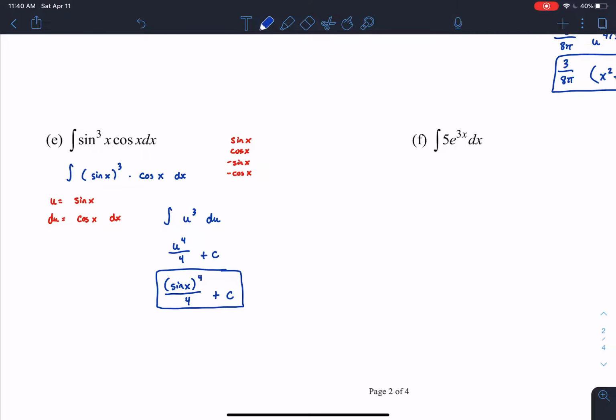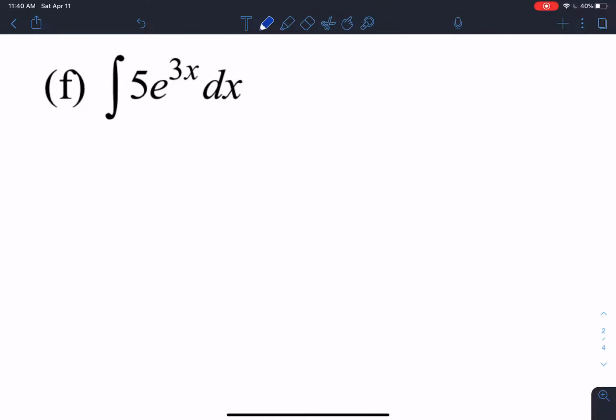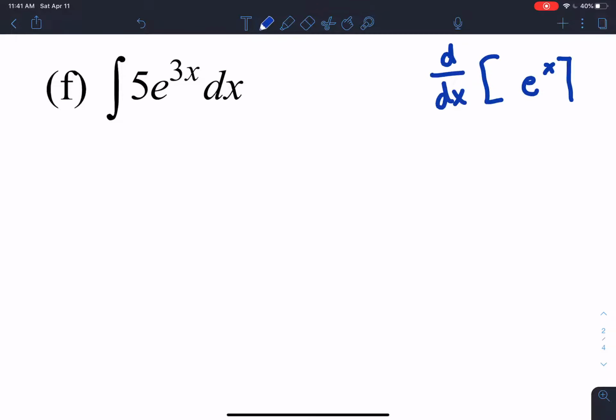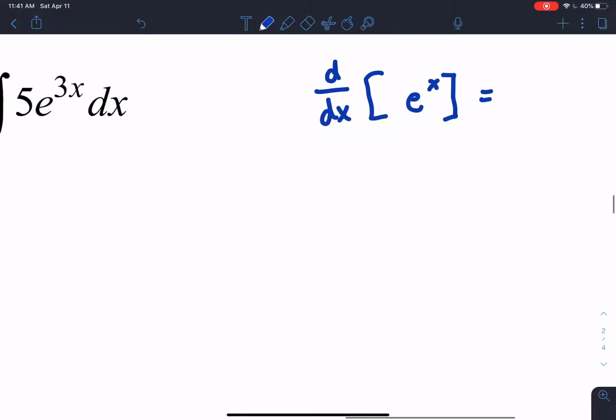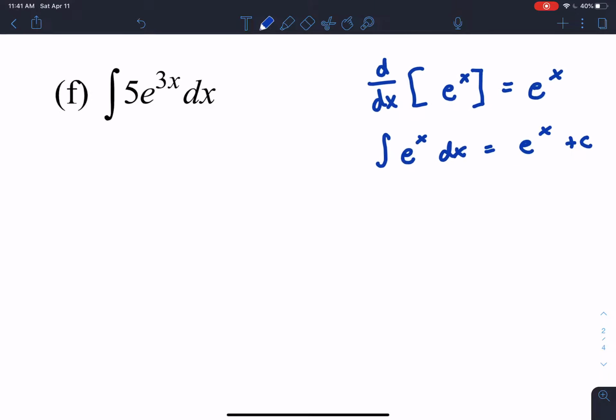Okay. And then for the last one, now we have an e to the x term. Remember when we did derivatives, the derivative of e to the x was just itself. That means that the antiderivative of e to the x is also just itself. Pretty easy to remember.